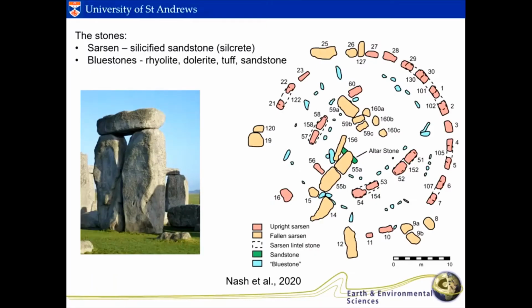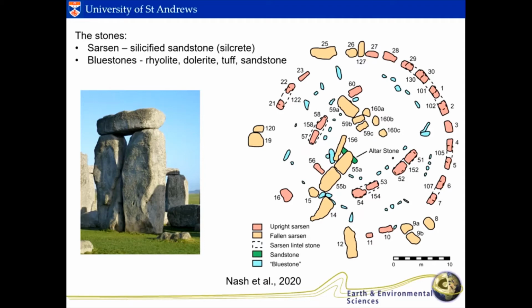And what we're really interested in is the different material of those stones. And if you've been to Stonehenge, you'll know that there are different types of stones that we can see at Stonehenge itself. We have what we call the sarsens, and these are actually silicified sandstone, or what we call silcrete. And then we have the bluestones. The bluestones are things like rhyolite, dolerite, tufaceous material, sandstones.